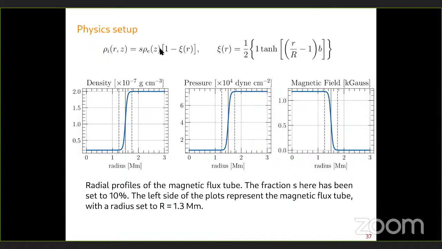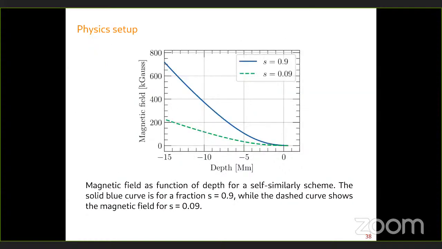We can play around with this factor here, this S variable, which tells us about the strength of the magnetic field as a function of depth. Here, for example, this plot shows two values for this S variable, in which we select which one of the magnetic field variations as a function of depth we want to simulate.